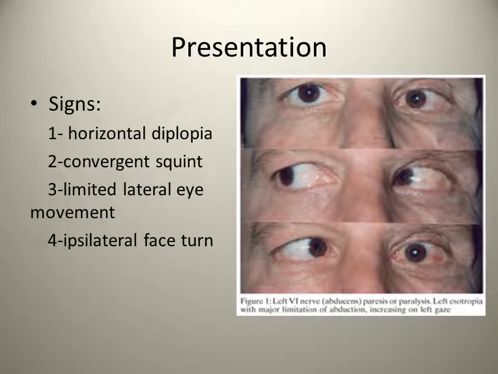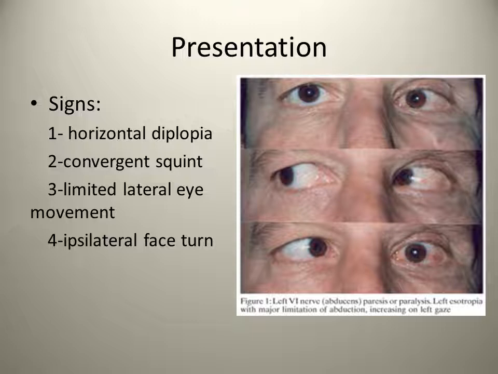So how does the patient present? The patient usually complains of acute diplopia, usually horizontal diplopia, meaning seeing one image beside another. He has high esotropia, limitation of the lateral eye movement, and you might be able to notice that he will adopt an ipsilateral face turn. Why? When he has left sixth nerve palsy, so left lateral rectus palsy, he will keep his head directed to the left side in order to bring the eye to the right.